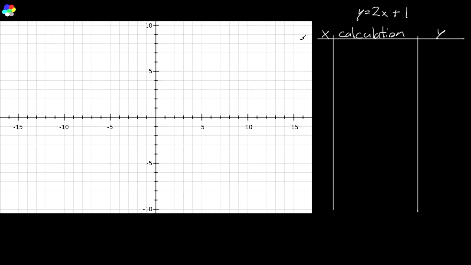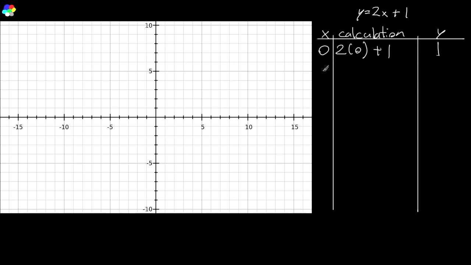But what we can do here is select a bunch of values of x. We can choose any values we want, and then we can plug those values into this equation and compute what y is equal to for that x. So we can start with, let's say, x of 0. So what does that come out to? That comes out to 2 times 0 plus 1 is equal to 1. So when x is 0, y is 1.